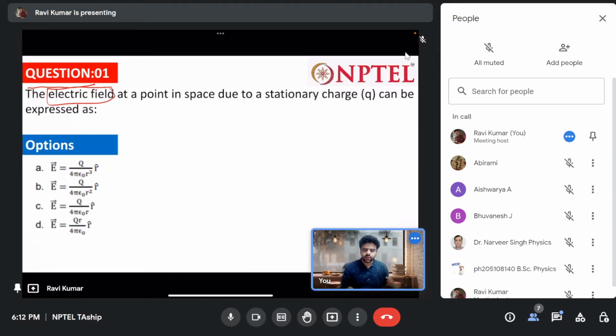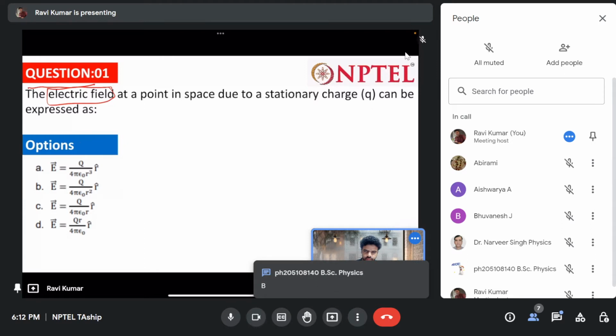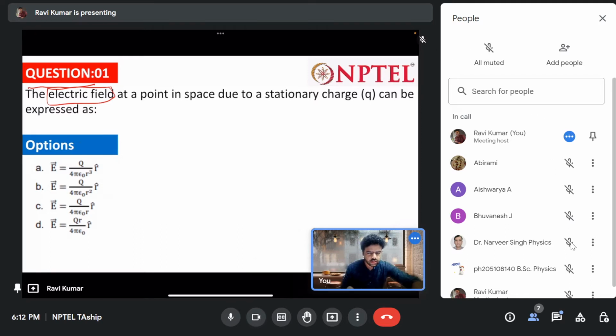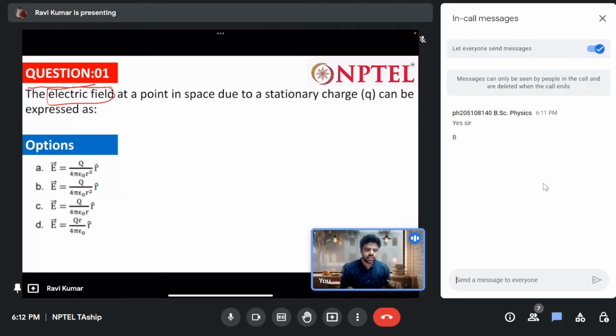So you just need to tell me the formula for electric field. A, B, C or D. It's very simple. B. Okay, I don't know the name of the student who is writing in the chat. May I know your name? Only roll number is there. He is right actually. I don't know actually he or she, but that's correct. Option B.